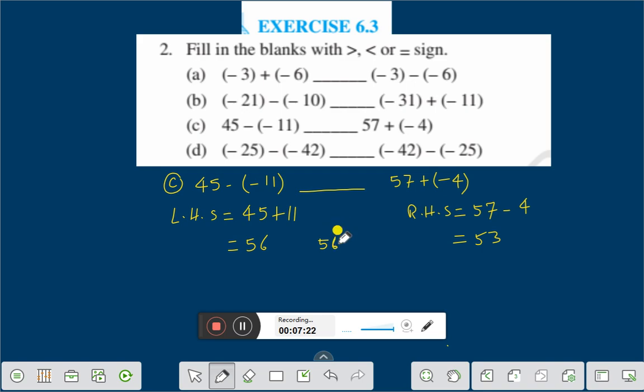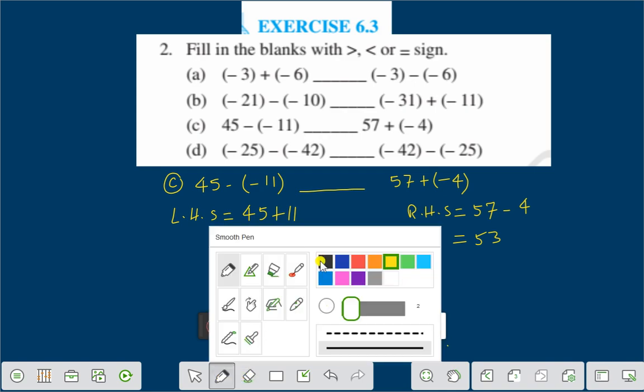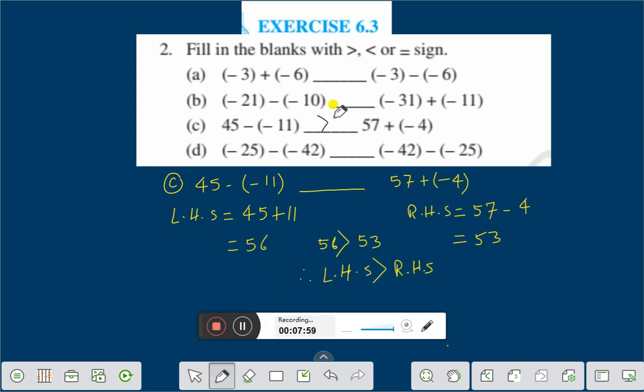is greater than 53. Therefore, you can say that left hand side is greater than right hand side. Therefore, we write question number C as left hand side is greater than right hand side. Therefore, it will be greater. Right? Next, we'll solve question number D.